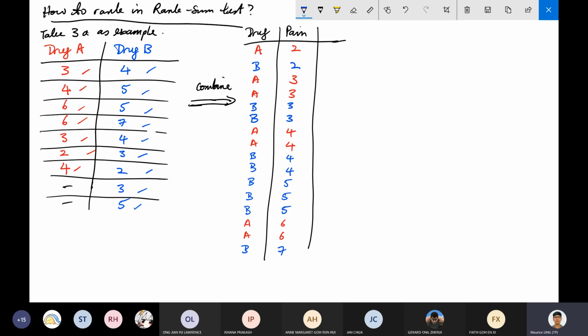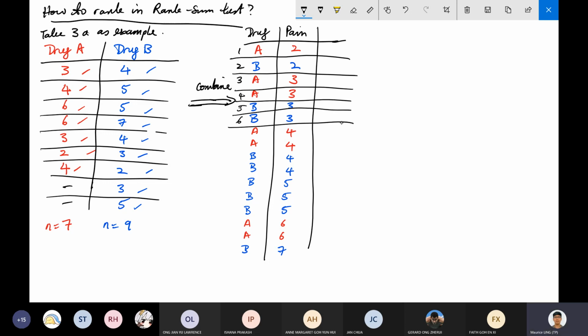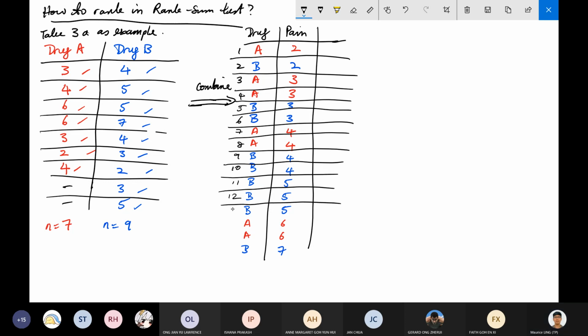Okay, so let me count. I'm supposed to have 1, 2, 3, 4, 5, 6, 7, 8, 9. So this is N equals 9. Then 1, 2, 3, 4, 5, 6, 7. N equals 7. So 7 plus 9, I'm supposed to have 16. Let me count them: 1, 2, 3, up to 14, 15, and 16. So all 16 correct.